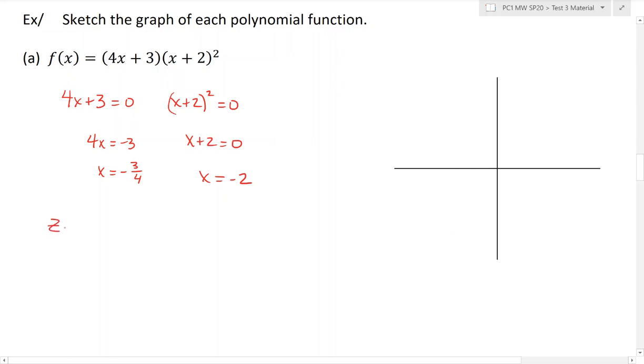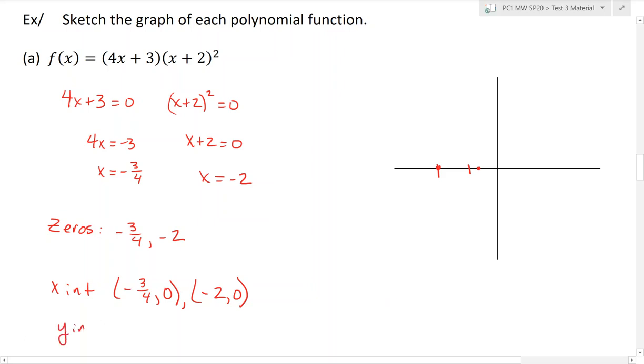Go ahead and write this out. The zeros are -3/4 and -2, which means my x-intercepts are (-3/4, 0) and (-2, 0). So we can go ahead and graph those. Here's my (-2, 0) and my (-3/4, 0).